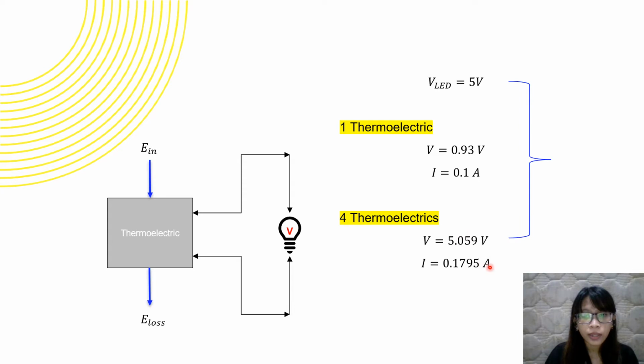And here we can find the voltage of the 4 thermoelectrics becomes 5.059 volt, while the current is 0.1795 ampere.